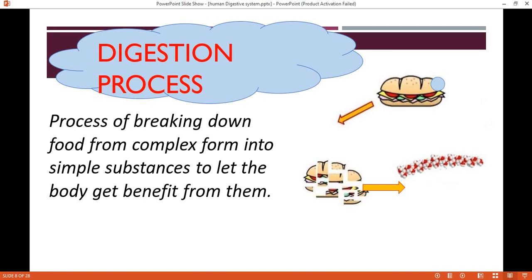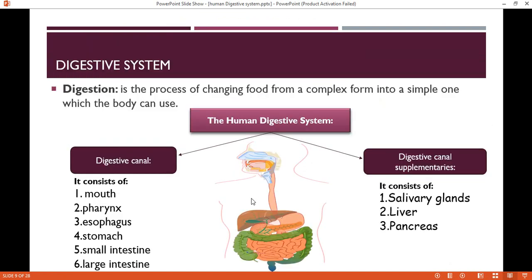So, what is digestion? It's a process of breaking down the food, or changing the food from complex form into simple substance that your body can benefit from. The digestive system consists of two main parts, which are the digestive canal and the digestive canal supplementers. The digestive canal consists of 6 organs. It starts with the mouth, pharynx, esophagus, stomach, small intestine, and large intestine.